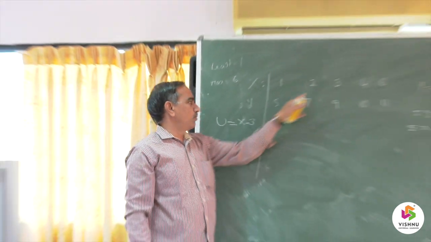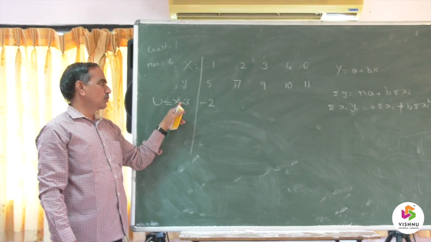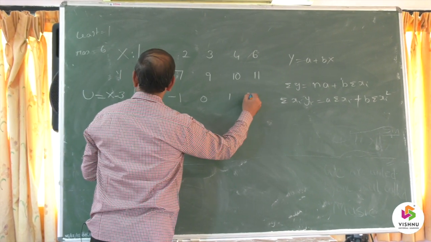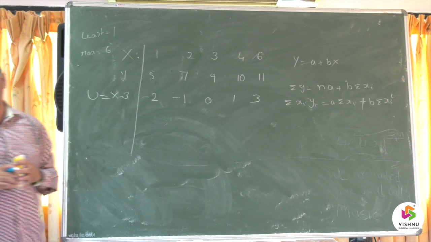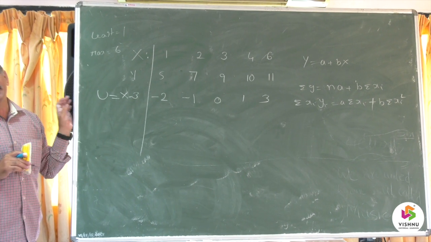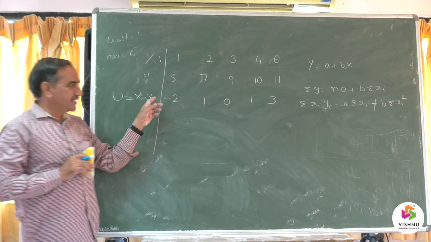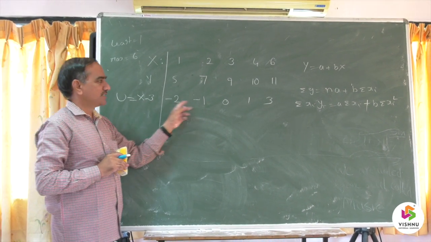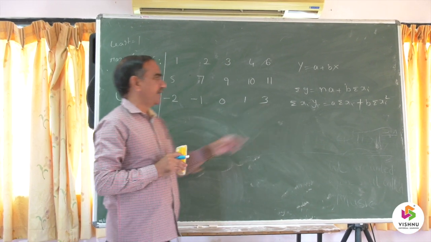The next x value is equal to 2. Substitute in the x place: 2 minus 3 is minus 1, then 0, 1, 3. So, these are the u values; otherwise, these are the deviations. In general, these values are smaller. So, minus 2, minus 1, 0, 1 and 3.